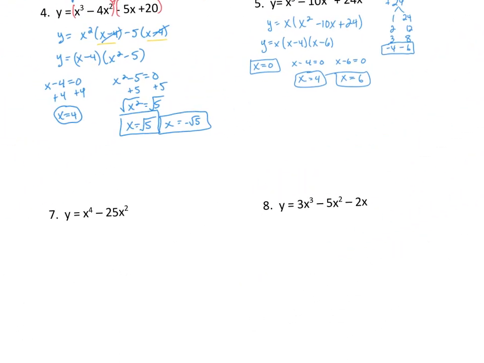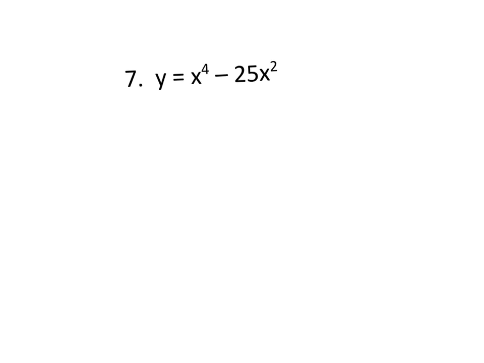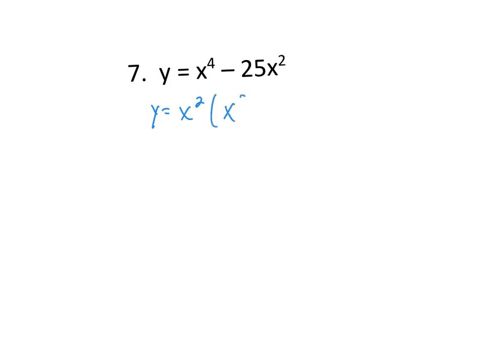All right, about halfway done with this first side here. So on this one, we can take out an x squared. And what's left is x squared minus 25. And then that one we can factor into x and x, and then plus 5 minus 5, because we're looking for numbers that multiply to negative 25 but cancel out to 0 when you add them up. So we're going to set each of these equal to 0.